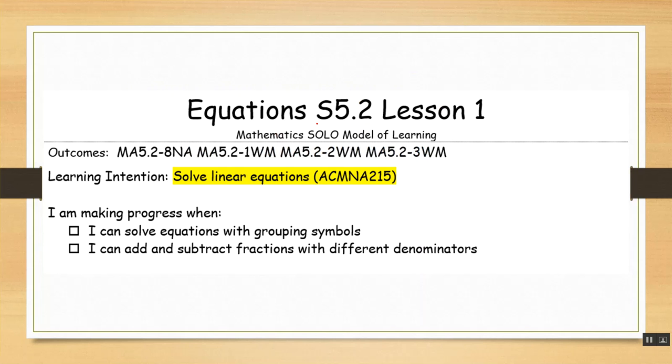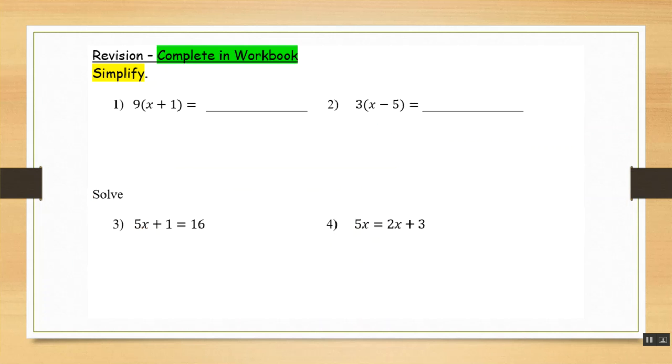Looking at stage 5.2, the learning intention is to solve linear equations, and we'll be solving equations with grouping symbols. So as always, start with the revision questions. Pause the video, do the questions, and then listen again.